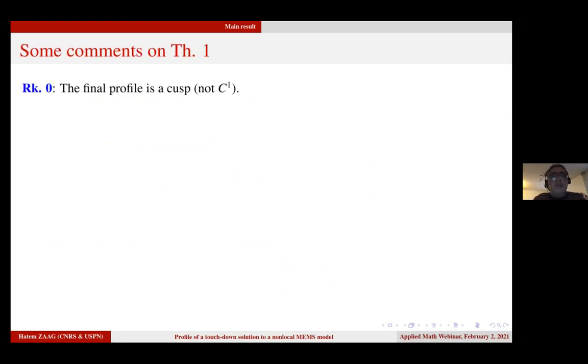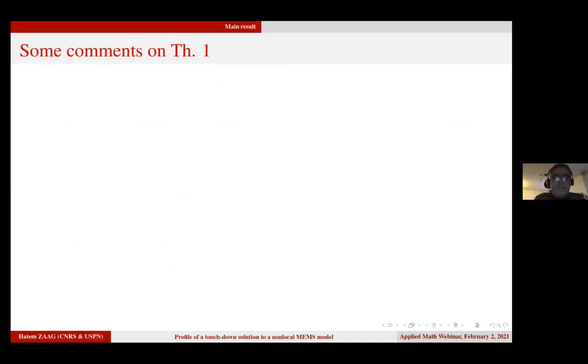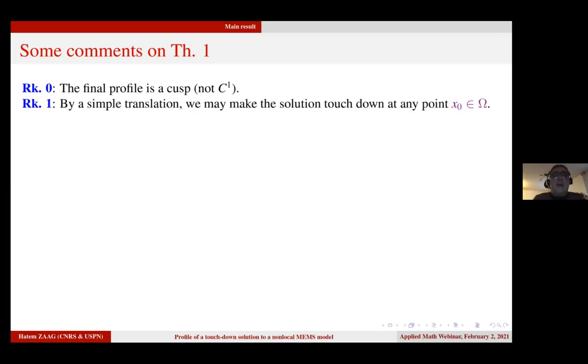So first of all, the final profile is a cusp. It's not C1 because we have x to the power 2/3, which is less than 1. Second, of course, by simple translation, we may make the solution touch down at any other point x0 in omega. And of course, also in the case where omega does not contain the origin.